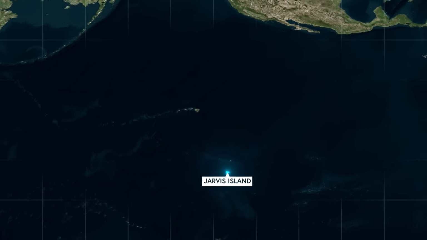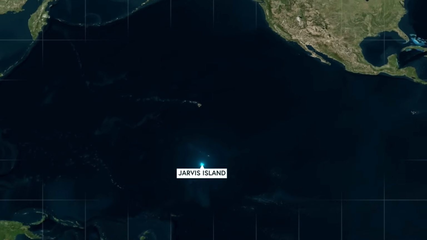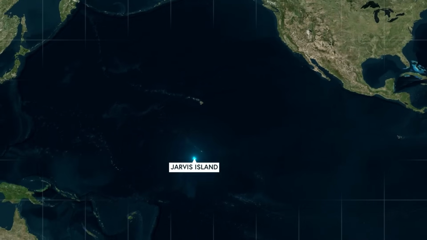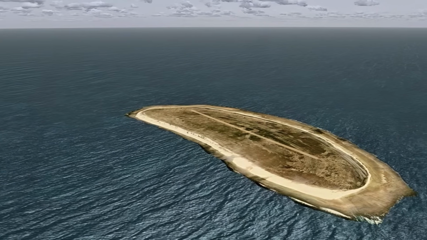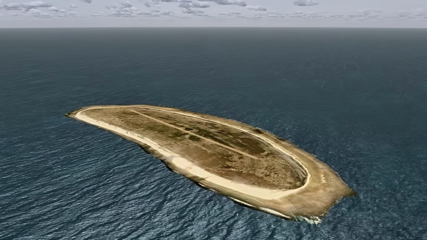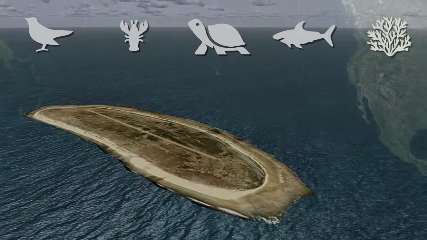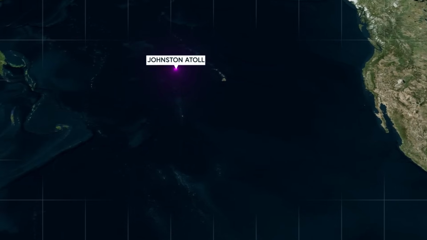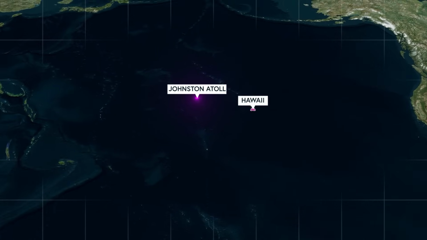Jarvis Island, found in the South Pacific, is administered by the U.S. Fish and Wildlife Service as part of the National Wildlife Refuge System. The island has no permanent inhabitants or visitors, but hosts visiting scientific researchers to study birds, crustaceans, turtles, sharks, and coral reefs.